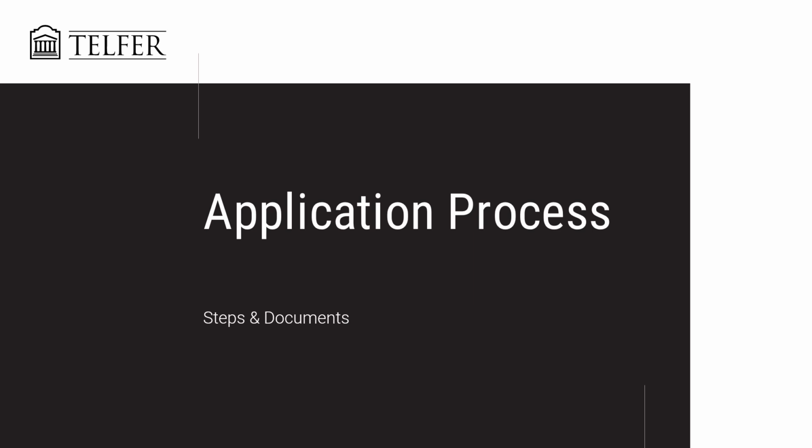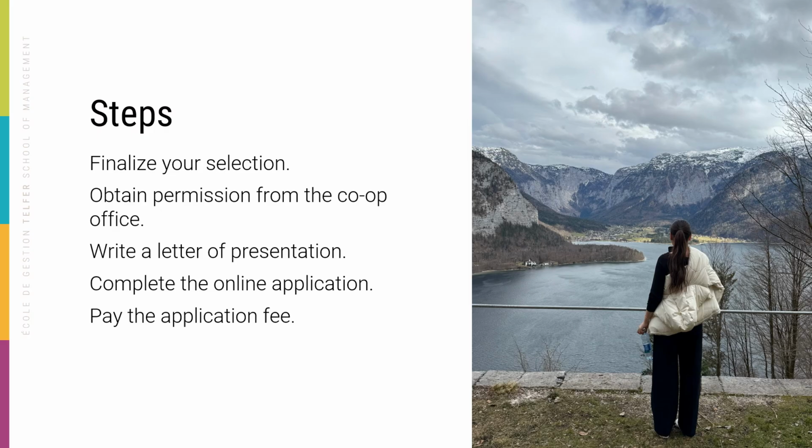Now that you've organized your sequence and researched the available institutions, it's time to complete your application. In order to apply, you will need to finalize your selection of partner institutions, obtain permission from the co-op office if you are enrolled in co-op, write a letter of presentation, complete the online application, and pay the application fee. Your application must be completed and submitted by January 31st.